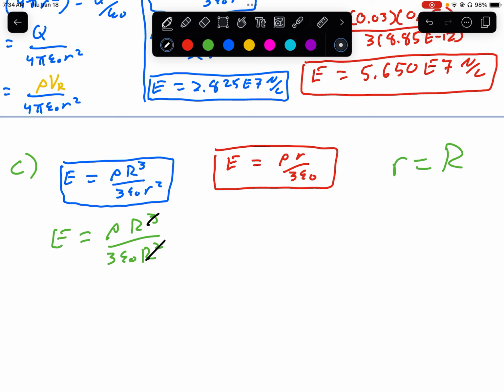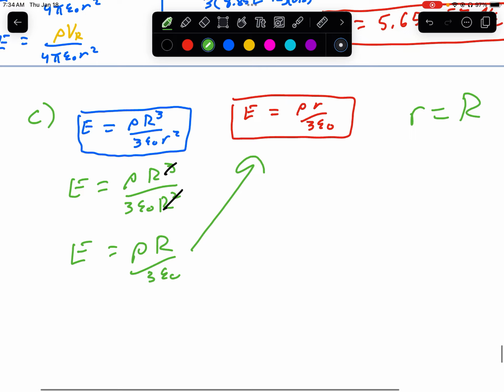And look, canceling, isn't that fun? Electric field is equal to rho times big R over 3 epsilon naught, which is that equation. Look, the two equations are in agreement with each other. How cool is that? Now it's just a matter of plugging and chugging to solve for the actual value. Of course, I forgot to do that, so I'll show you the substitution, and then I'll leave that for you to calculate simply so that we can move on with the video.